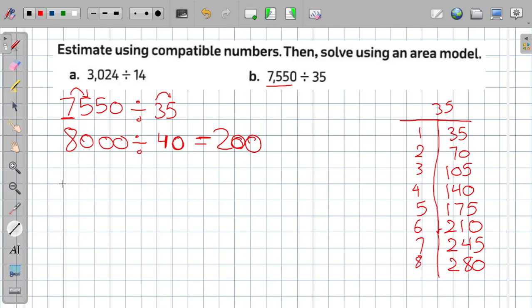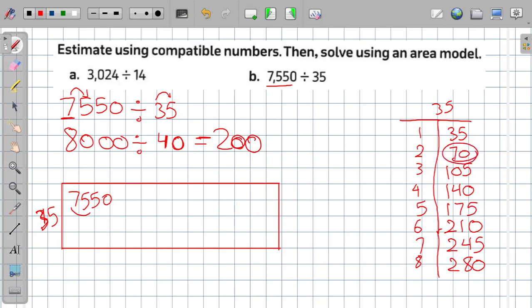Let's draw our model like this. Okay, so the first number here is the divisor. I will write it like here. So it will be 35. Next, I will draw the dividend. So I have 7,550. So the first two digits here are 75. So I will search for a number less than 75. I have 70. So I will write 70. And I have two digits here. So I will write 2 zeros.